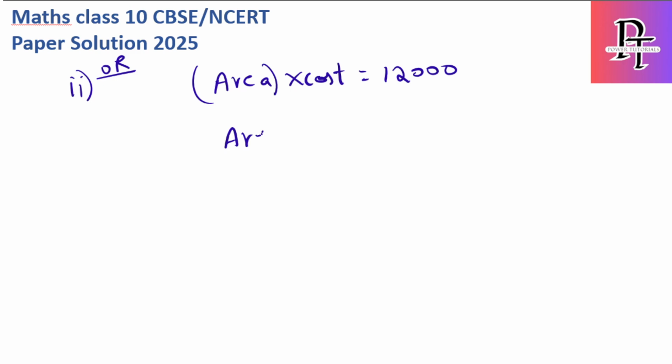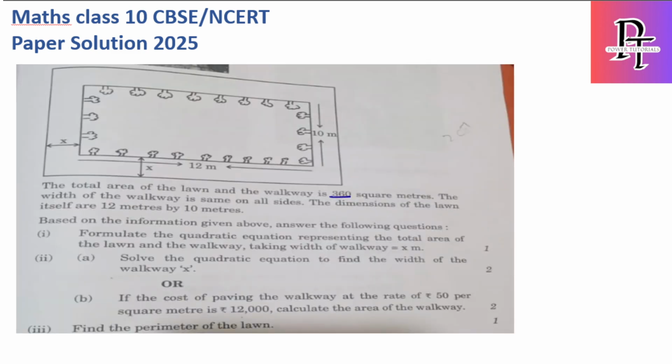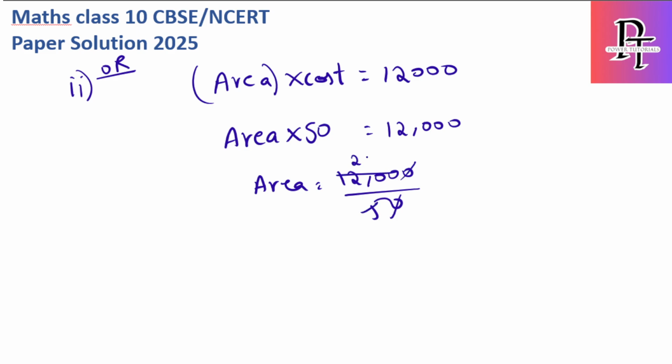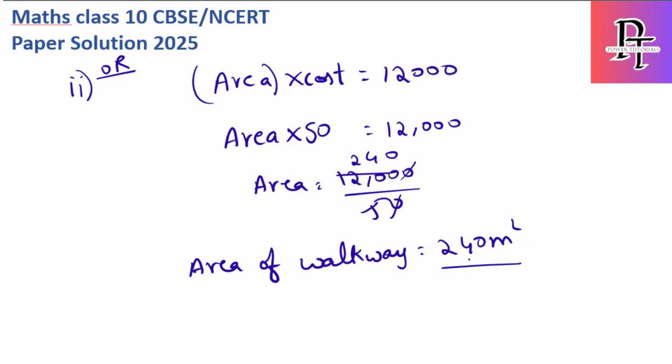So area into cost per square meter, how much? 50. 50 per meter is equal to 12,000. So area will be easy now. Area is equal to 12,000 by 50. 5 2s are 10, 5 4s are 20, 0. So area of walkway is equal to 240 meters square.